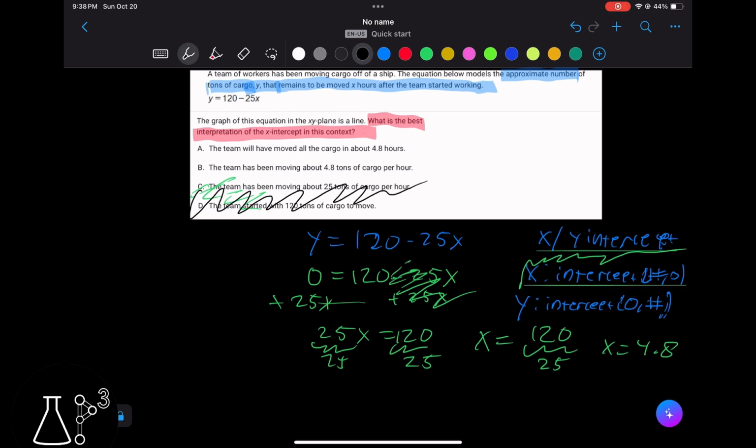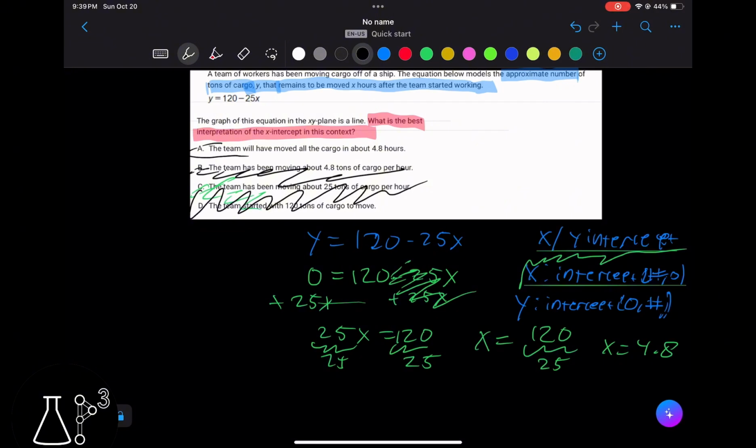Let's look at B. The team has been moving about 4.8 tons of cargo per hour. Well, that is incorrect because x is the number of hours they have been working, and every time x increases by 1, there's a subtraction of 25 tons of cargo. Therefore, B is incorrect because the team has not been moving about 4.8 tons of cargo per hour. They have been moving 25 tons per hour, which is the slope. It's a rate. So B is incorrect. Therefore, my best interpretation is A.